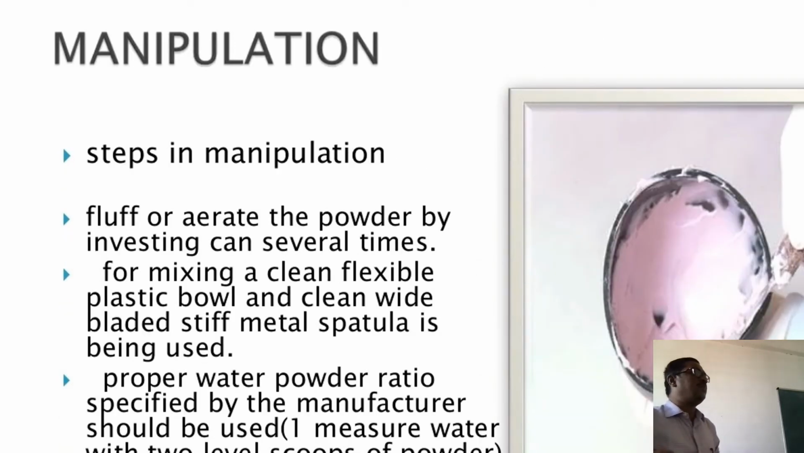So coming to the manipulation. The equipment required for the manipulation is a flexible bowl and a curved spatula, not a straight spatula. A straight spatula will be used for the gypsum products. So in case of alginate, we require a curved spatula. Understood? So a curved spatula and a plastic bowl are required.